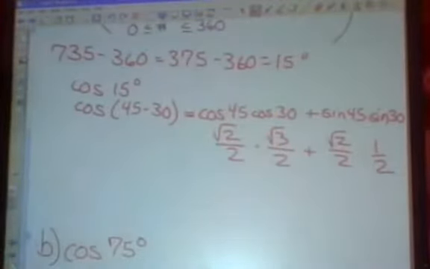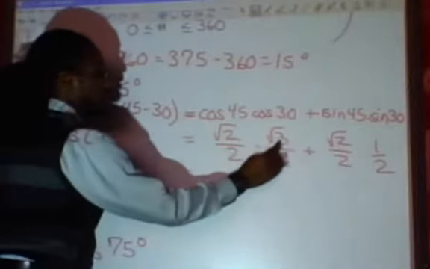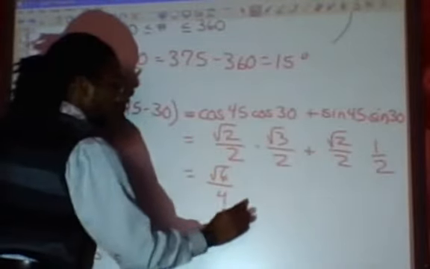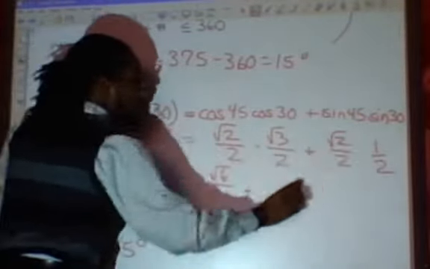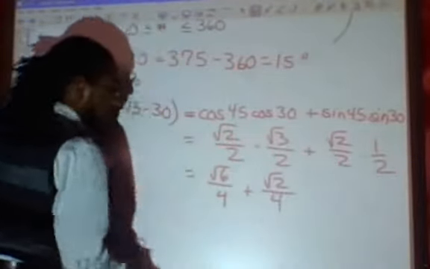Alright, so we go ahead and finish this up, simplify it down. Square root of 2 times square root of 3 is square root of 6. 2 times 2 is 4. And then square root of 2 times 1 is square root of 2. 2 times 2 is 4.